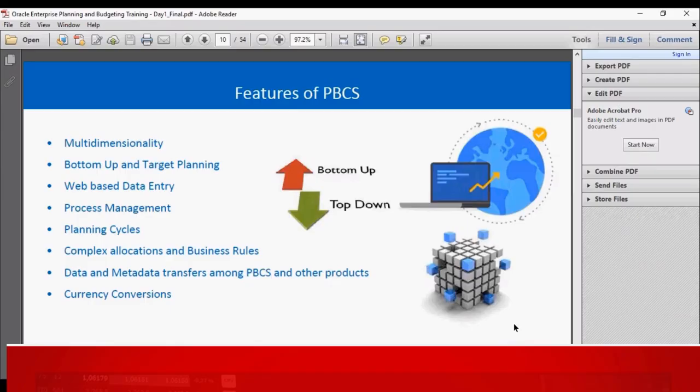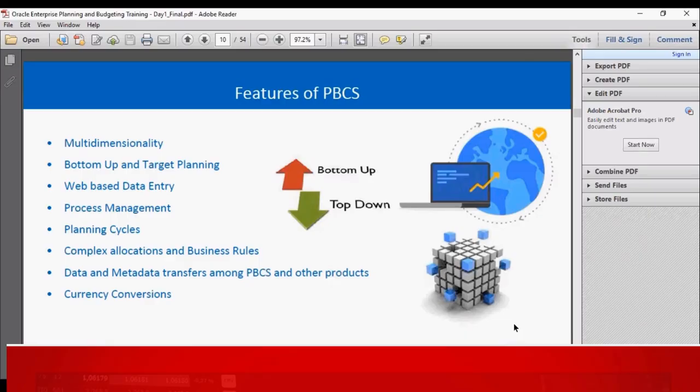And for forecast, the actuals are till May. So the forecast start period would be June 2019, and the end period would be December 2019. That way we can modify the specific start periods and end periods and continue with the planning cycles in PBCS.